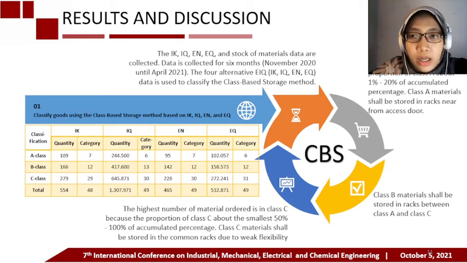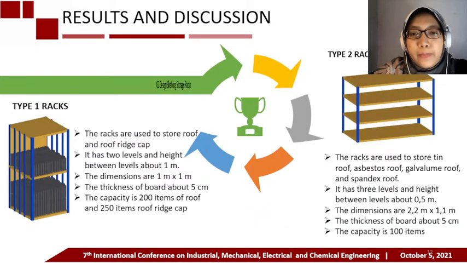Class A materials shall be stored in the rack near the access door. Class B materials shall be stored in the rack between Class A and Class C. The highest number of material ordered is in Class C, because the proportion of Class C is about 50% until 100% of accumulated percentage. Class C material shall be stored in the common rack due to weak flexibility.